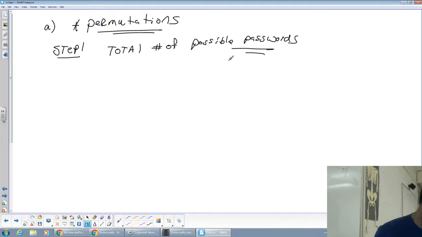Okay, the total number of passwords possible. So the total number of passwords possible, repetitions are not allowed in the password. Okay, but before we do that, we have to find out the total number of passwords possible. So the total number of passwords possible would be, we have 2 capital letters followed by 3 digits.